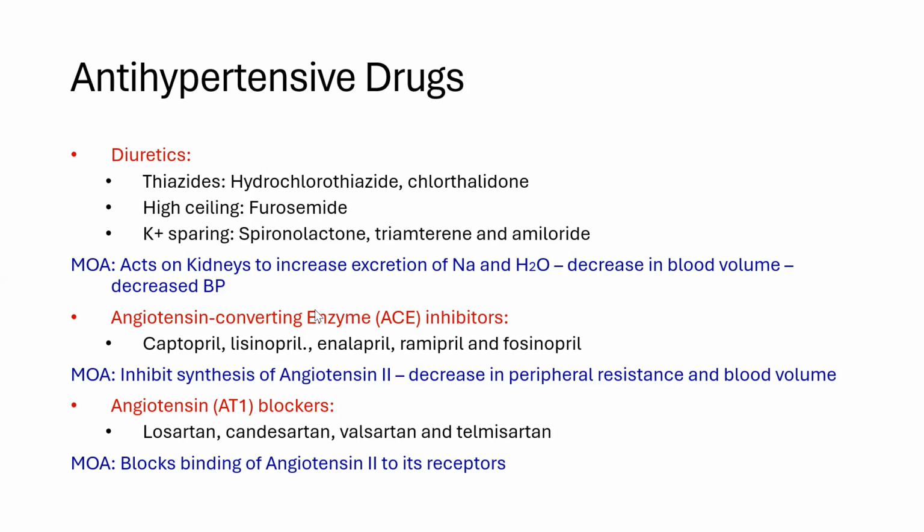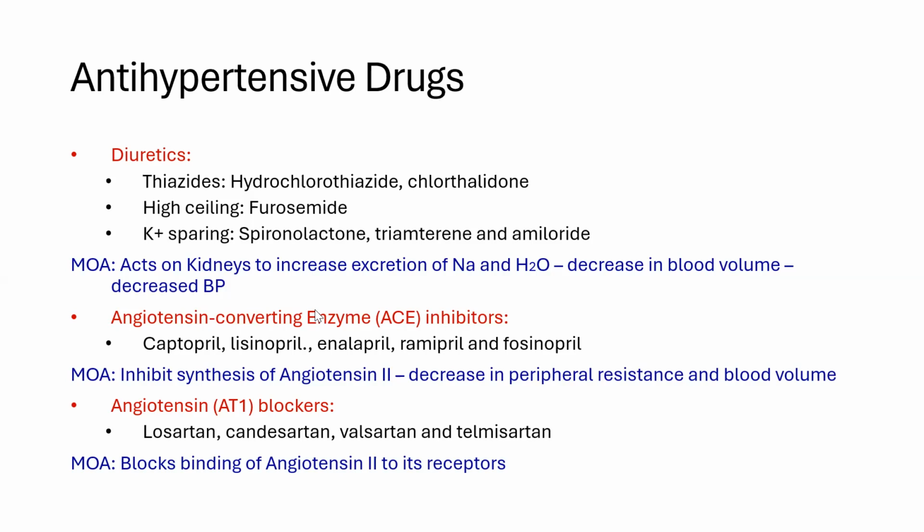Then we'll discuss some of our antihypertensive drugs. As we said earlier, our topic is pharmacotherapy of hypertension, so we should talk about antihypertensive drugs. If you're talking about first line antihypertensive drugs, then you should know about diuretics, then ACE inhibitors, then AT1 antagonists, etc. The examples of diuretics are thiazide diuretics like hydrochlorothiazide, chlorothiazide; high-ceiling diuretics, that is furosemide; and potassium sparing diuretics, that is spironolactone, amiloride.